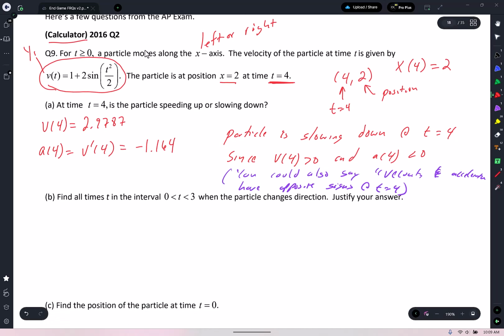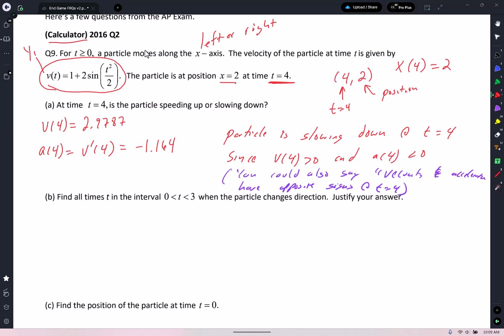Let's see what letter B says. Find all times t on the interval between 0 and 3 when the particle changes direction. Justify your answer. Okay, I love it. Particle changes direction whenever the velocity changes. That's it. So just find where the velocity changes from positive to negative and negative to positive.